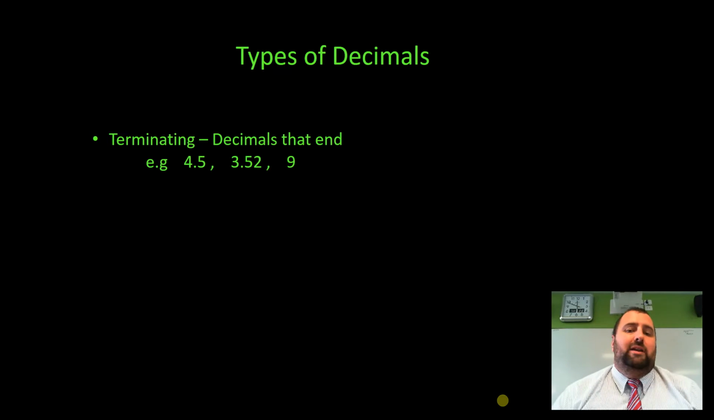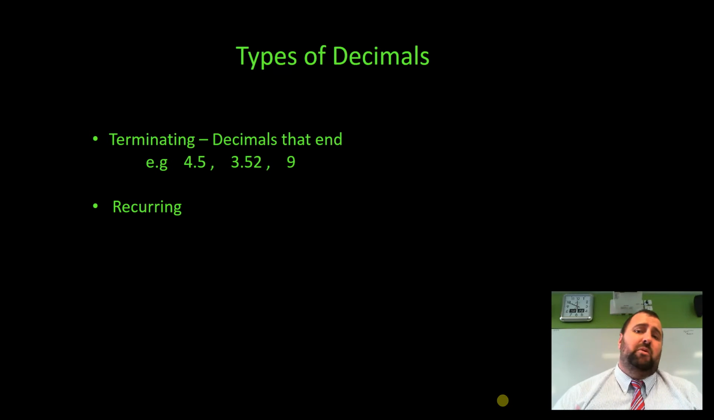All right. Looking at decimals that end, 4.5 or 3.52, if we've cut out numbers just because we didn't want to write them, that's not a terminating decimal. Okay, a terminating decimal is one where there's a definite stop to the answer.